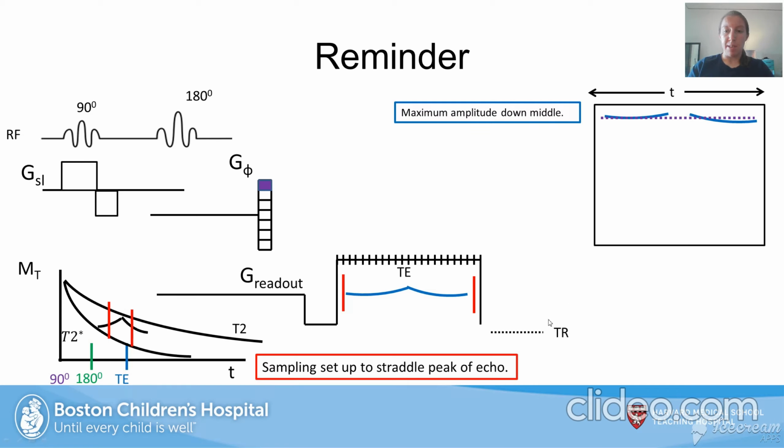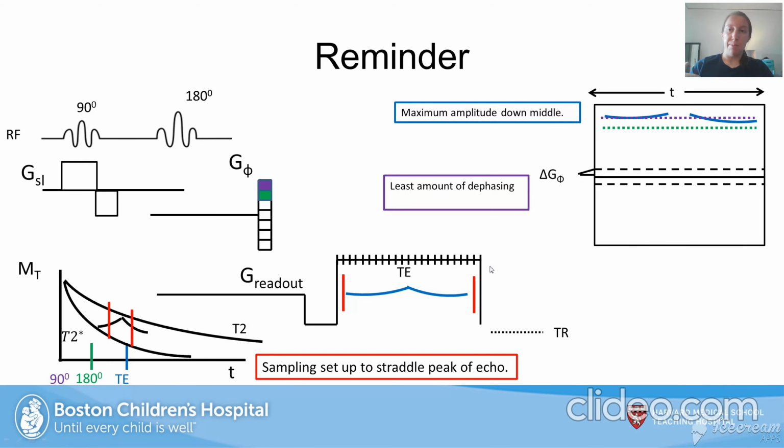So we wait time TR, which is the recovery time, and this is also chosen by the tech. Once we hit TR, we come back to the first image and we turn on the phase encode gradient and sample that signal. And we do that until we fill up the entire case base. So the least amount of dephasing is going to occur at the center here.